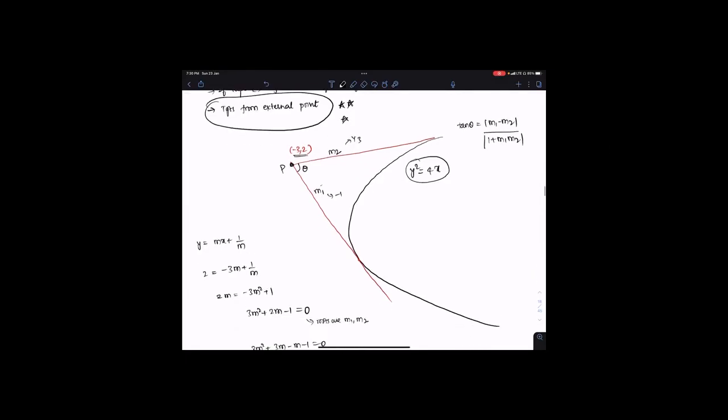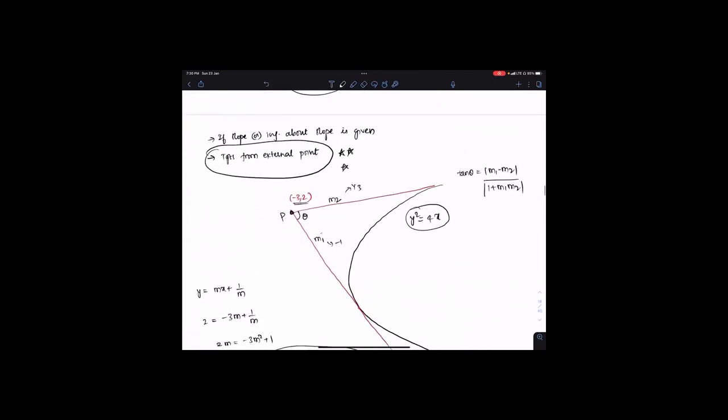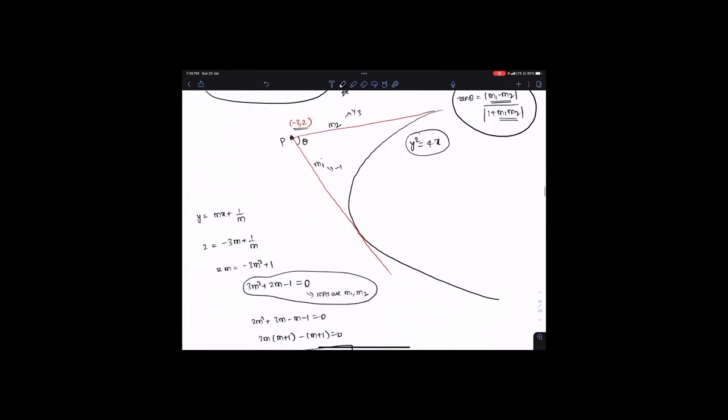And already we know that m1 and m2 are the roots of whatever quadratic we get. Now in this case the quadratic is very easily factorable, but that need not be the case every time. So in that case you need not find m1 and m2. What is required to find the angle between the lines? You need the difference between the roots and the product of the roots. In a quadratic, sum of the roots, product of the roots, difference between the roots, direct formulas are there. Apply them, you'll get the answer. Okay, fine.